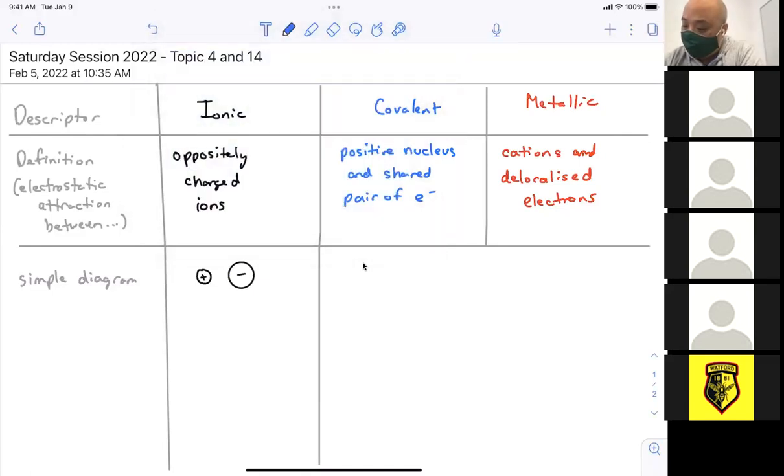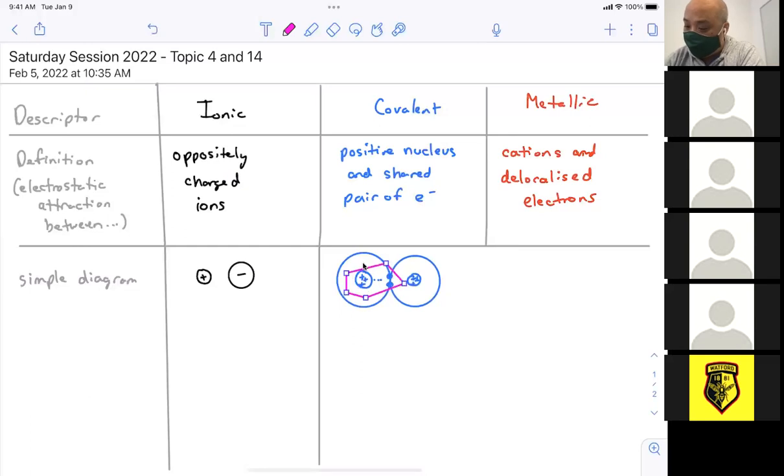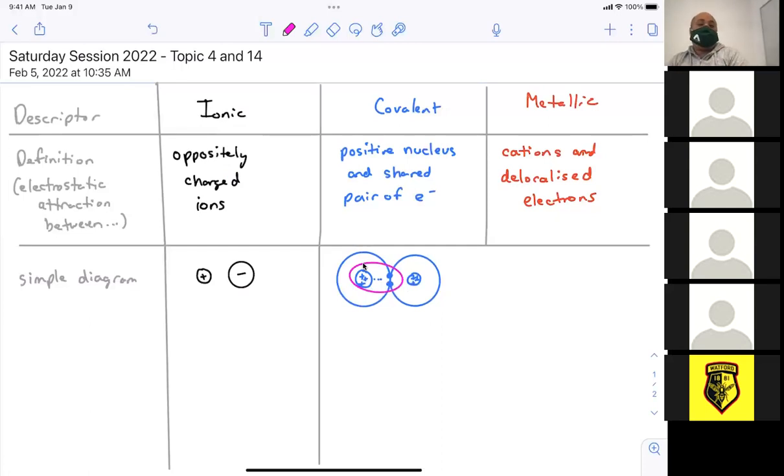In a covalent structure, what you have is a positive nucleus and that attraction for the shared pair of electrons. That interaction is what represents the covalent bond that's happening. So when two atoms share a pair of electrons, both their nuclei are pulling on those electrons, and it keeps them bonded together.